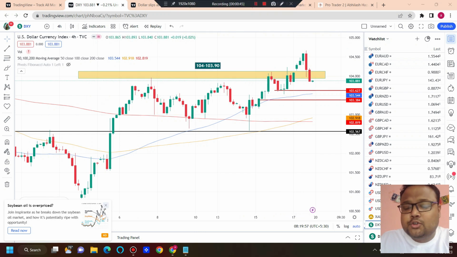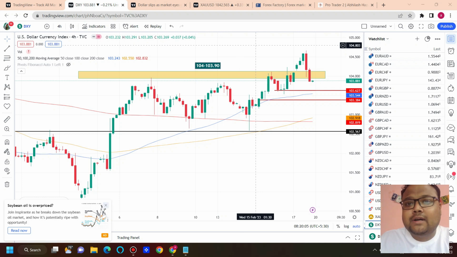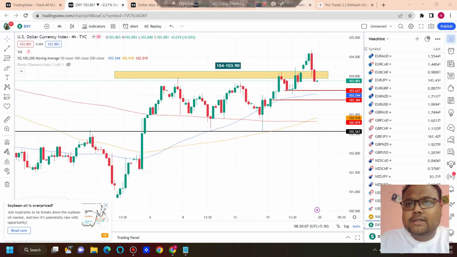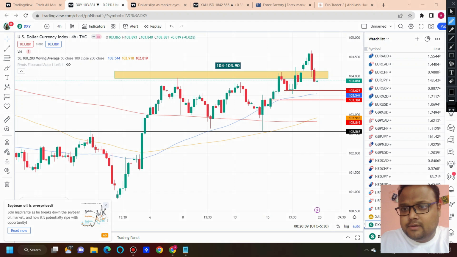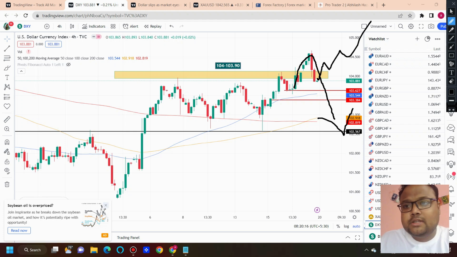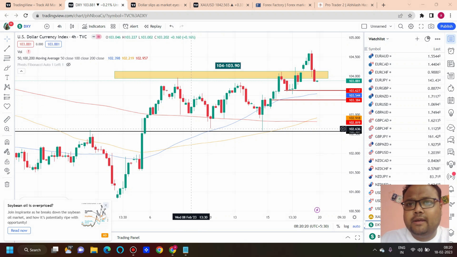103.88. So the Monday market opening will be very important so that we can understand in which direction DXY will move again. Whether this is just a correction so that it can go up again, or this is a trend reversal on DXY again. So this will be very important for us. So Monday and Tuesday will be very important.